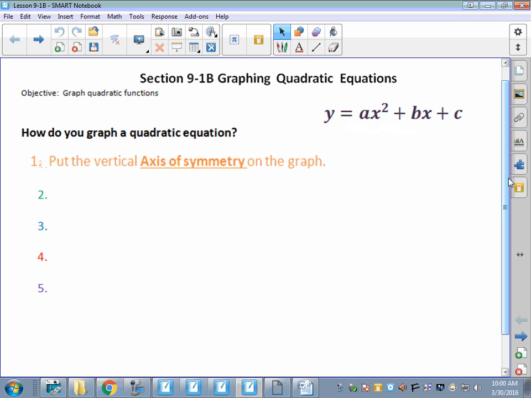First thing you want to do is put your axis of symmetry on the graph. I'm going to draw that in as a dotted vertical line. Everybody knows which way vertical is, right? We mentioned in 9.1a that axis of symmetry is a mirror image. So you can use that dotted line to help you graph and to make sure everything is symmetrical and it all lines up nice and neat like a mirror image.